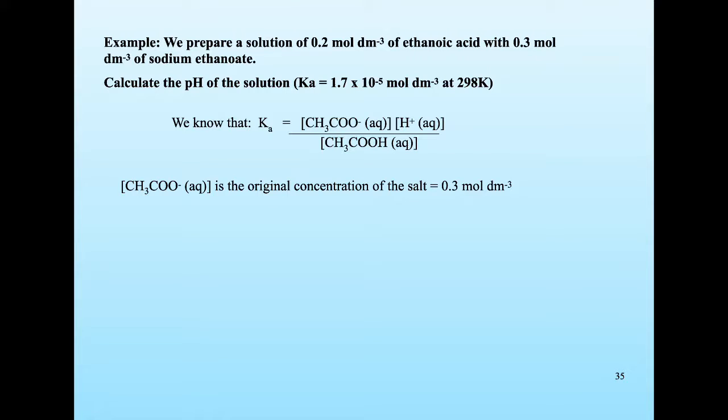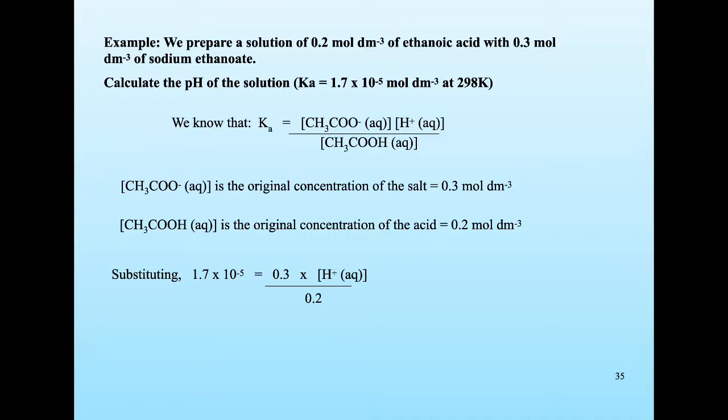So what do we put in here? Well, the concentration of the ethanoate ion is the concentration of the salt. Why? Because the salt was fully dissociated. So there you go, it's 0.3 moles per decimeter cubed sodium ethanoate. The concentration of the acid is the original concentration of the acid, 0.2. We assume that it's not dissociated. That's one of the assumptions, isn't it?